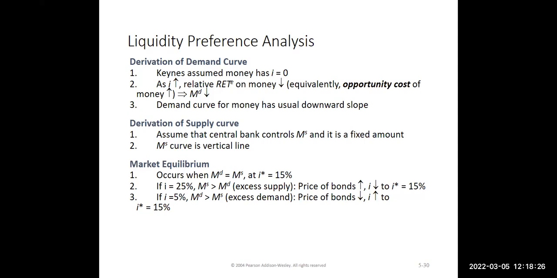Look at this linkage here. As the interest rate increases, the relative return on money decreases. It becomes costly to hold cash, and equivalently the opportunity cost of holding it rises. The money demand will decrease. If the interest rate increases, the money demand, keeping other factors constant, decreases.